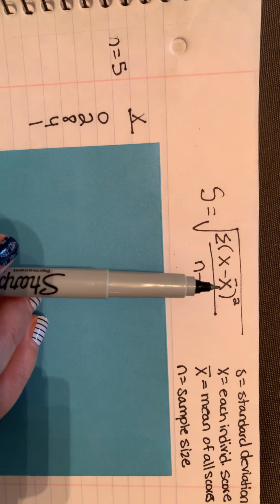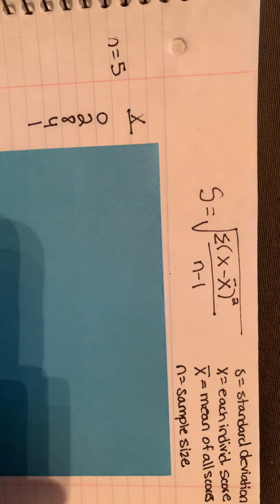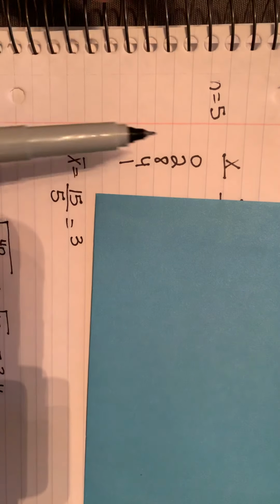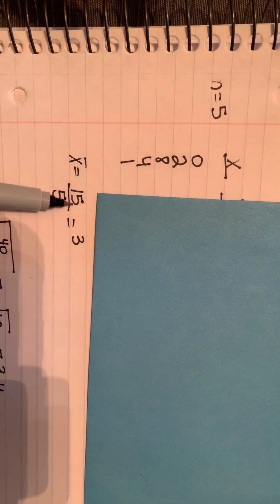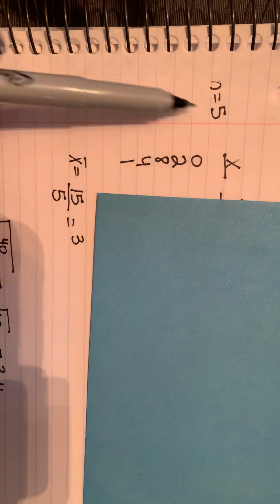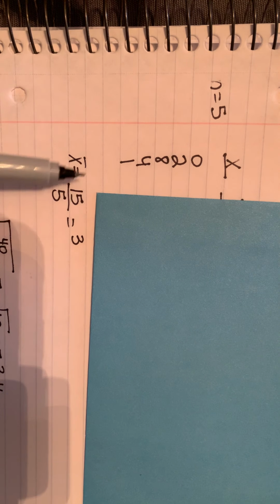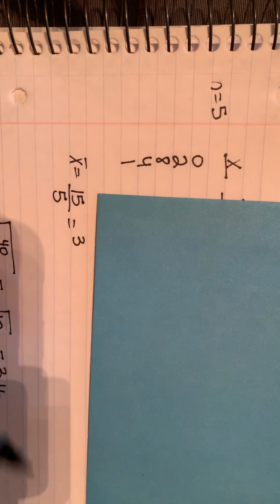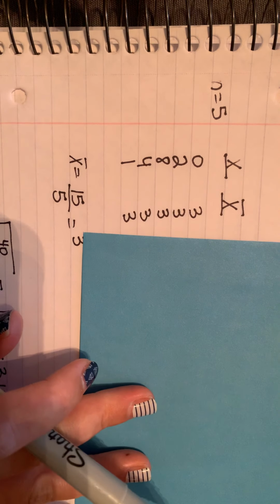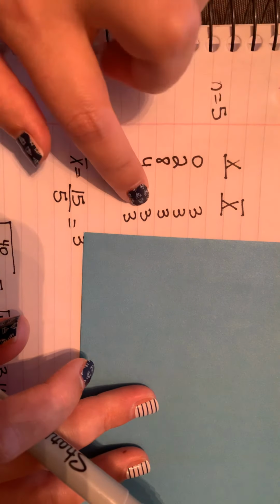Now we need to figure out the mean. The way that we do that is by adding up all of our scores, which comes out to 15, and then dividing it by the total number of scores, or N, 5. So 3. So our mean for this set of scores is 3. That's step 2, finding the mean.